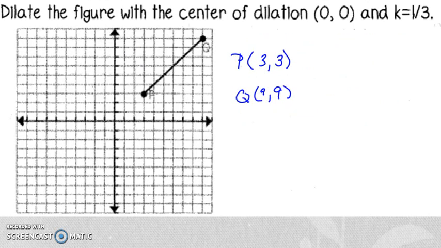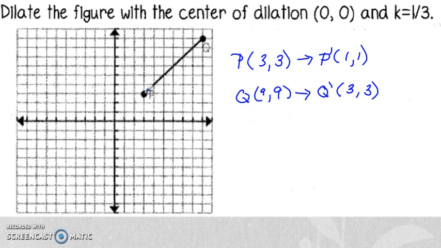We want to dilate this figure with a center of dilation at 0, 0, the origin, and with a scale factor of 1/3. Since it's less than 1, we know that it's going to be a smaller line. Again, I wrote the coordinates down. This time we're going to multiply by 1/3, which is the same as dividing by 3. So 3 times 1/3, or divided by 3, would be 1. And since they're both the same value, it's easy to do. For Q, we're going to take 9 times 1/3, which is the same as divided by 3.